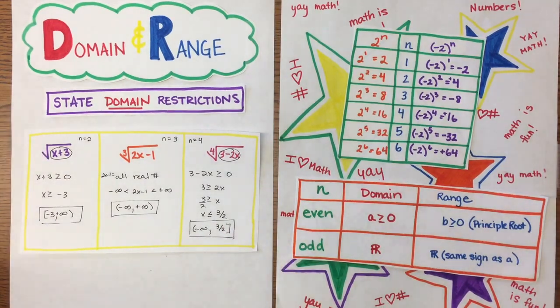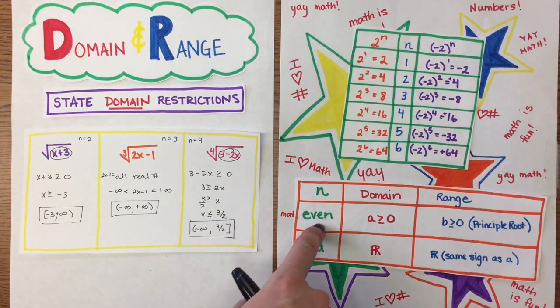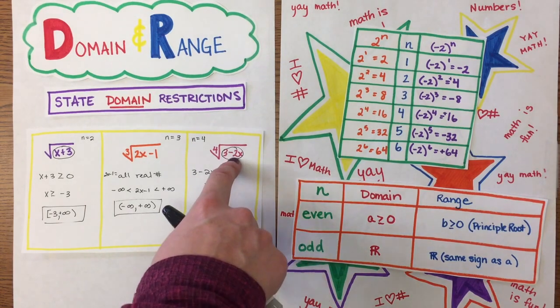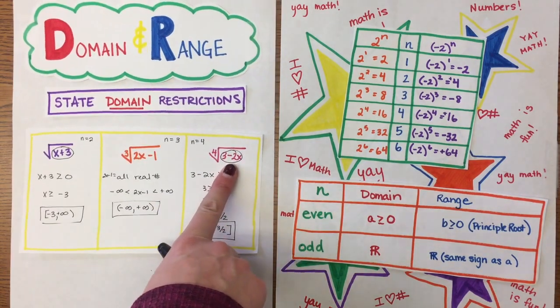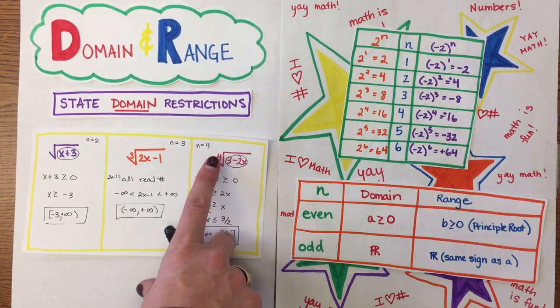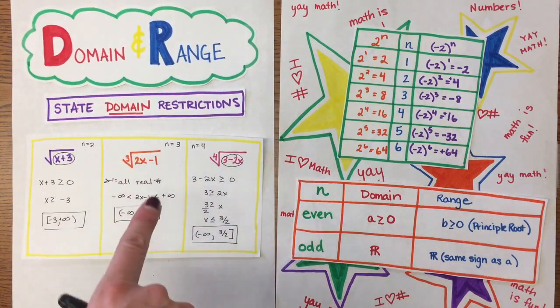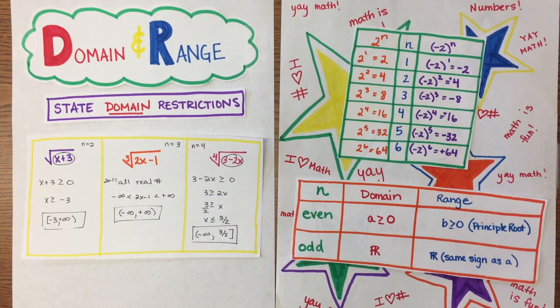That's how you're going to find domain restrictions. So if we have an even index, what's underneath the radical, the radicand, must be positive. That's going to be key. So the domain is really what we want to focus on right now. It's going to come in handy when we're solving equations involving nth roots and rational exponents.